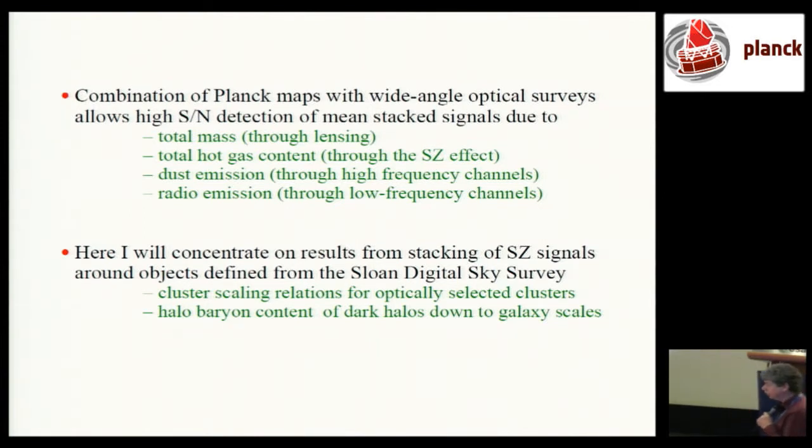It's not exactly how we do it, but that's the easiest way to think about it, around objects defined using the SDSS, because that's the largest optical survey we currently have available. And I'm going to talk about two things. One is what you learn from this about cluster scaling relations for optically selected clusters.